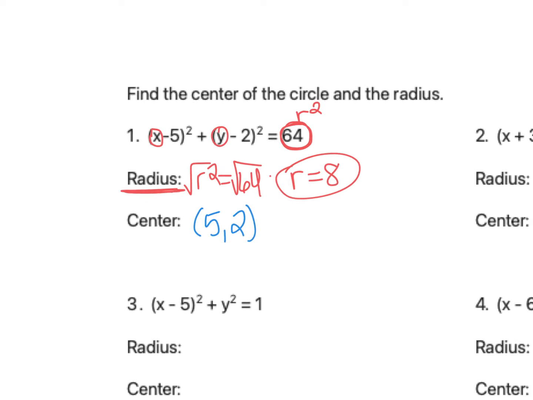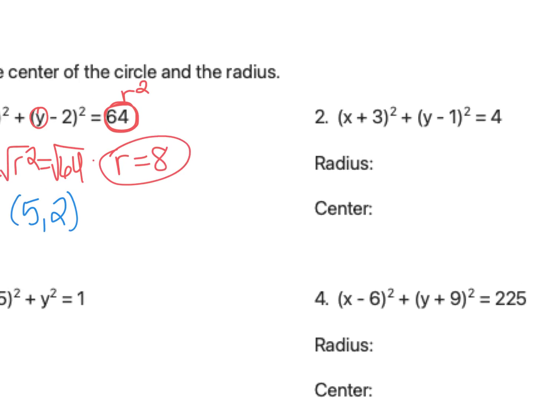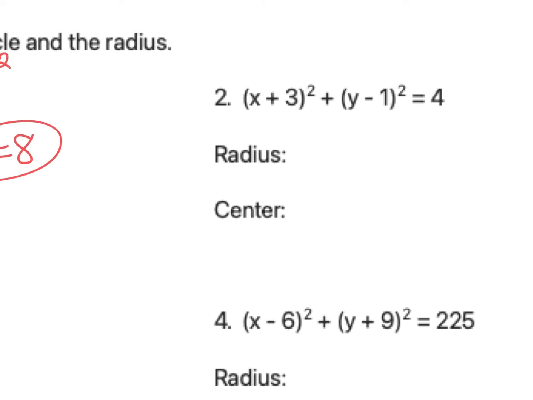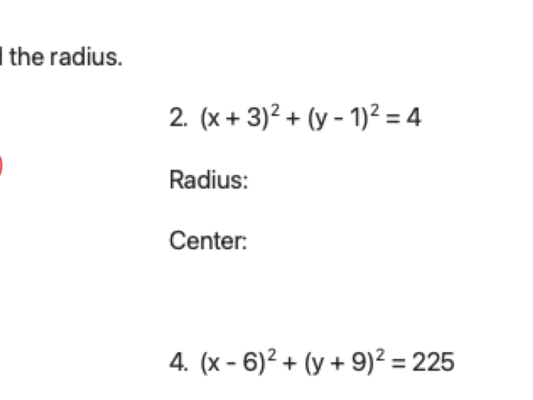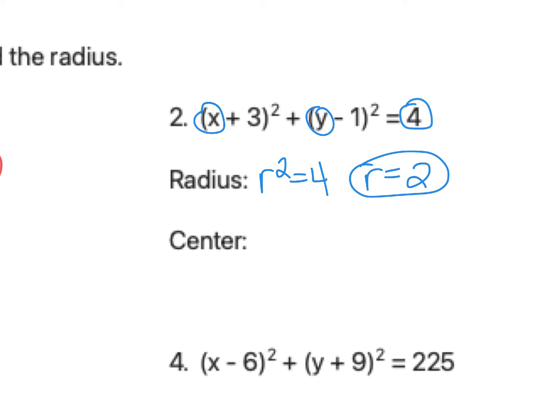Okay, so let's look over here at number 2, because there's something slightly different about number 2. Here we have, again, x and y, part of our equation. Our radius, remember, is over here by itself, but that was r squared as part of our formula. So r squared is 4. If we take the square root of both sides, we get that our radius is going to be 2.